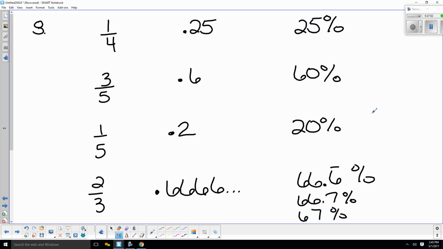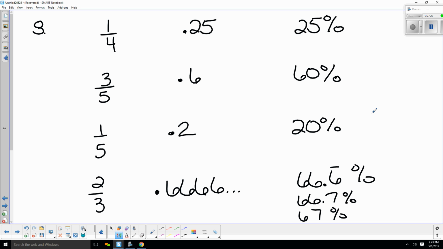So when I match, 20% is the same as 1/5. 0.25 is the same as 1/4. 0.6 repeating is the same as 2/3. And 60% is the same as 3/5.